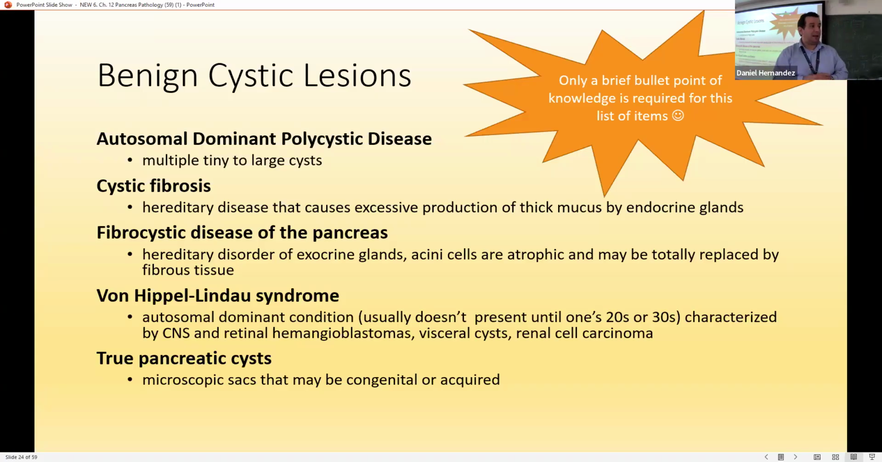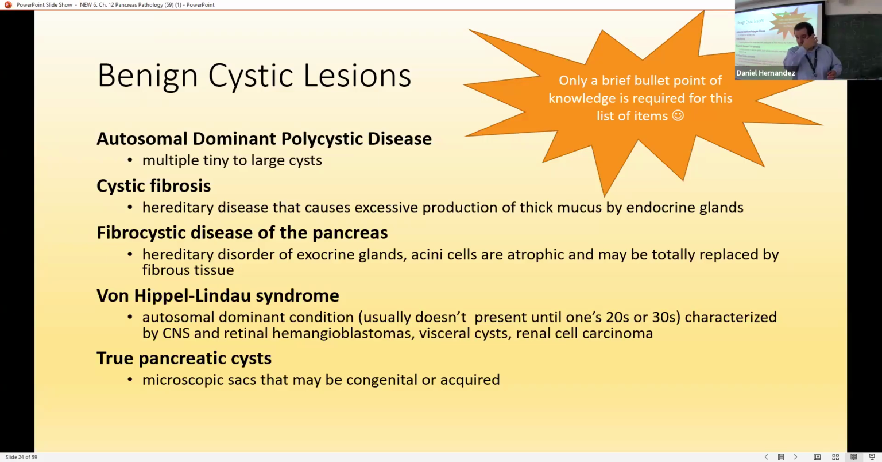Autosomal dominant polycystic disease will create multiple tiny cysts to large cysts within the pancreas. It will also affect the kidneys, which we'll learn about in a moment, and could also affect the liver, so it can cause hepatic cysts as well. Cystic fibrosis, is anyone familiar with it? It's a hereditary disease that causes an excess production of thick mucus by the endocrine glands. Since the pancreas is an endocrine gland, it's impacted by cystic fibrosis as well.